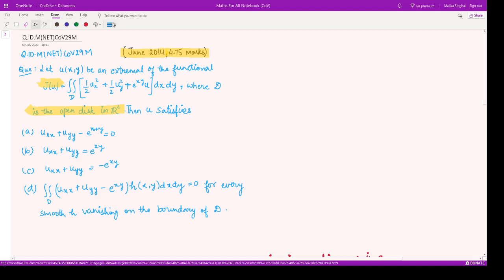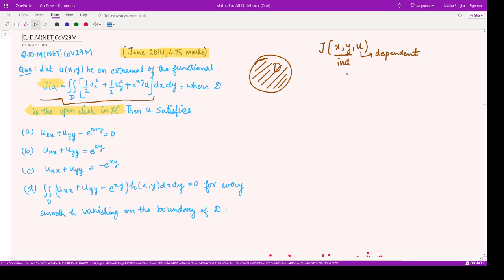So, what we are given is the region D, some open disk in R2. Open disk means you just have this region without the boundary, right? And we need to find the extremal to this functional in this given region D. So, let us look at the form of this functional. In this functional, we have x, y and u as our variables. Here x and y are two independent variables and u is our dependent variable.